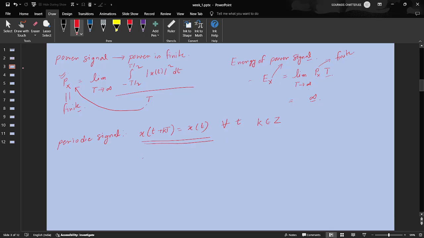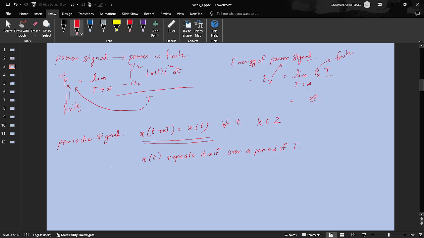Simply, when I say that x(t) repeats itself over a period of T, what do I exactly mean by that? The signal has a period T, and after that x(t) repeats itself.